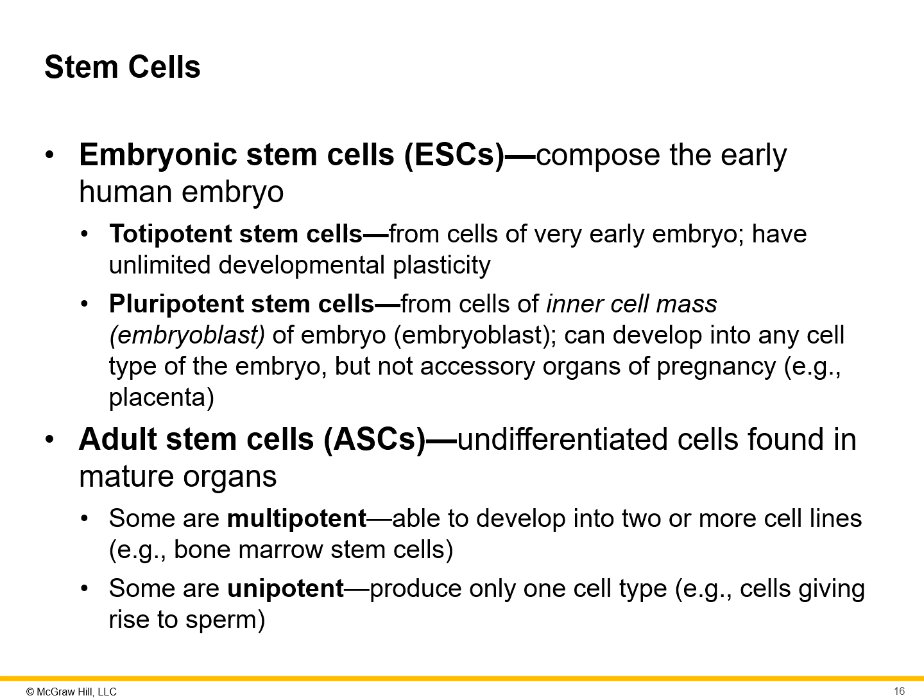The adult stem cells are undifferentiated cells that are going to be found in the mature organs. Some of these are multipotent, and they have the ability to develop into two or more stem cell lines, like the bone marrow. And then some are going to be unipotent, where they produce only one cell type.